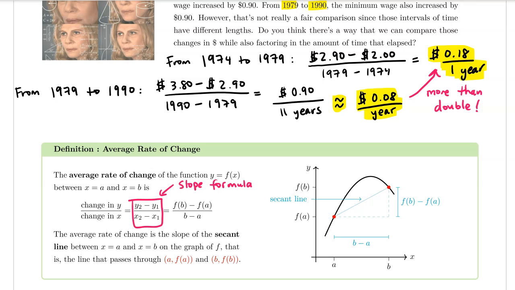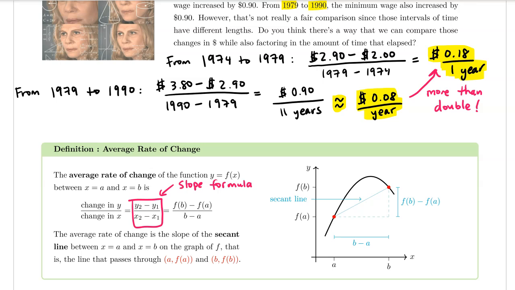To the right, we can see the graph of a function, and if we connect 2 points that have the x-coordinates a and b, then another way of thinking about the average rate of change is the slope of the line segment that connects these two ordered pairs, and that line has a special name. It is called the secant line.